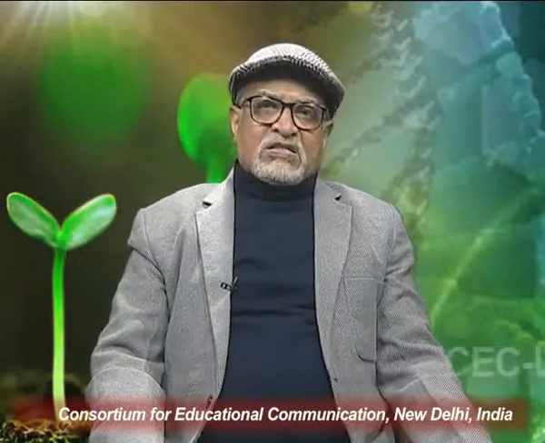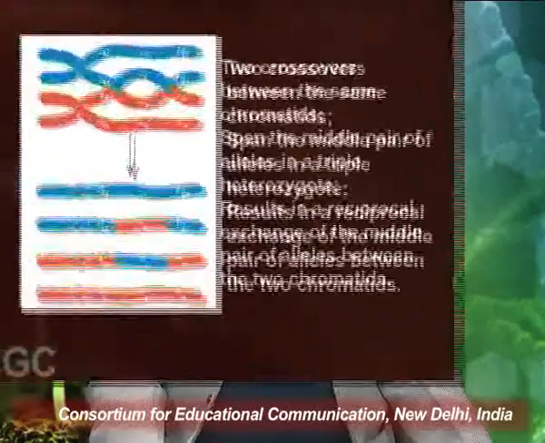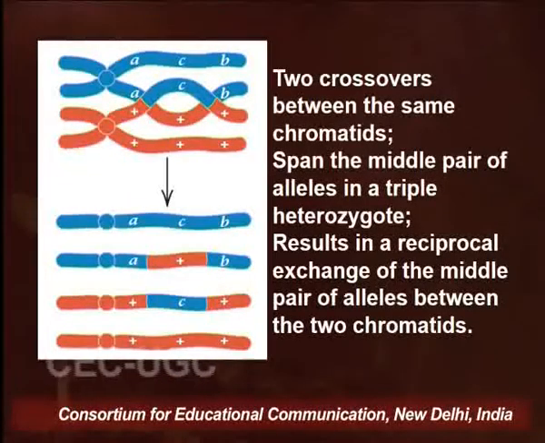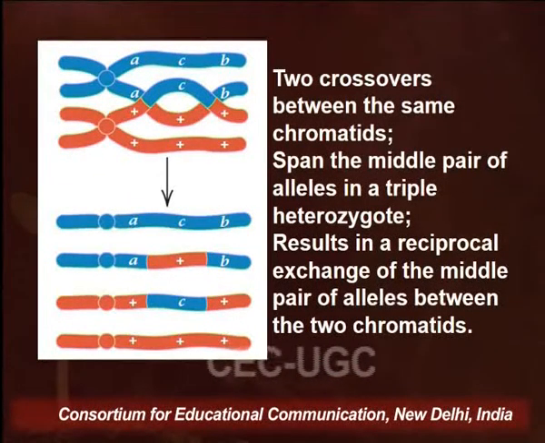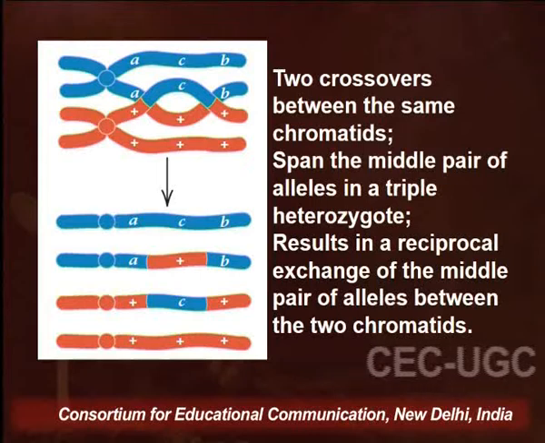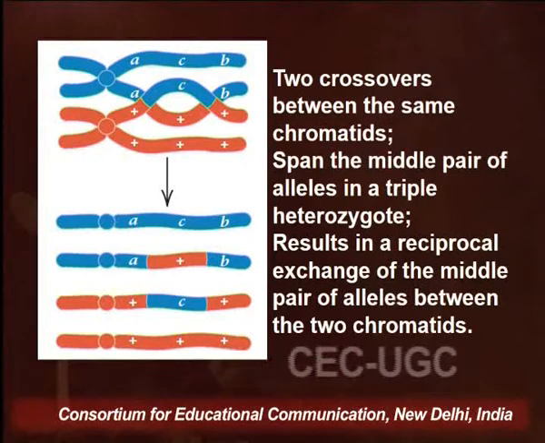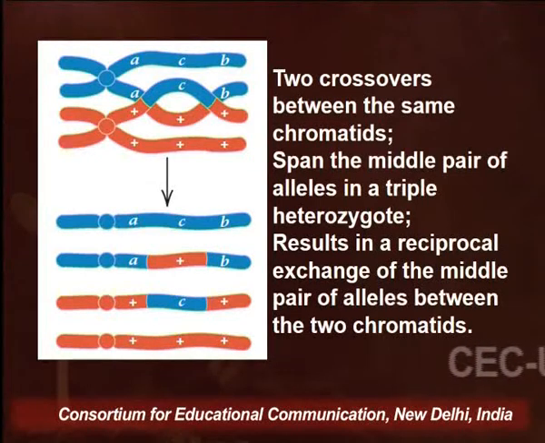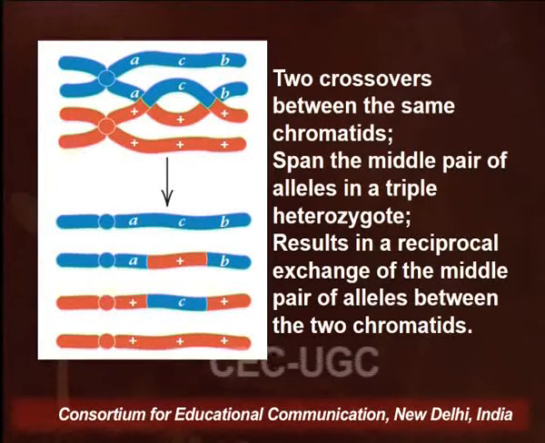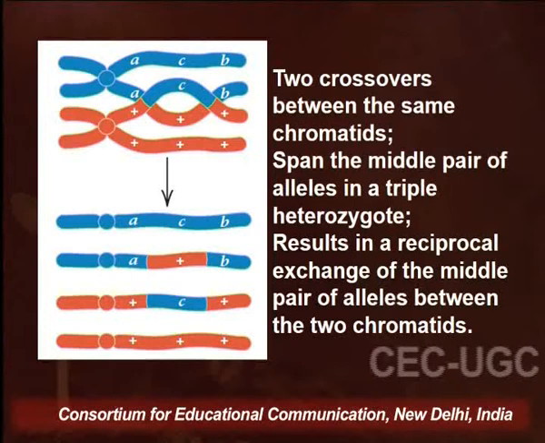If we look at the screens, we would find that there are two crossovers between the same chromatids, and interestingly, they are spanning the middle part of the alleles in a triple heterozygote, and this is going to result in a reciprocal exchange of the middle pair of alleles only between the two chromatids. We should have this particular background figure in our mind when we proceed.